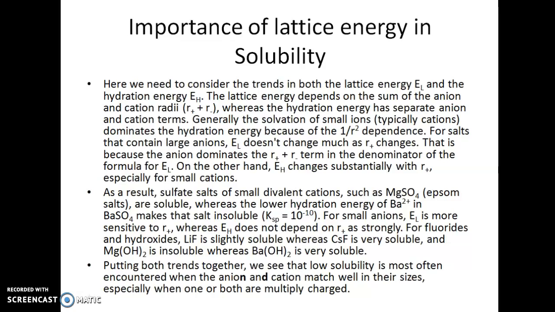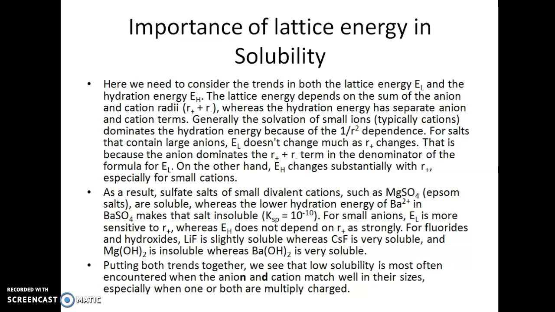As a result, sulfates of small dipositive cations such as MgSO4 are soluble, whereas the lower hydration of Ba²⁺ makes BaSO4 insoluble. For small anions, E1 is more sensitive to R1, whereas EH does not depend on R+ as strongly. For fluorides and hydroxides, lithium fluoride is slightly soluble, whereas cesium fluoride is very soluble, and Mg(OH)2 is insoluble, whereas Ba(OH)2 is very soluble.